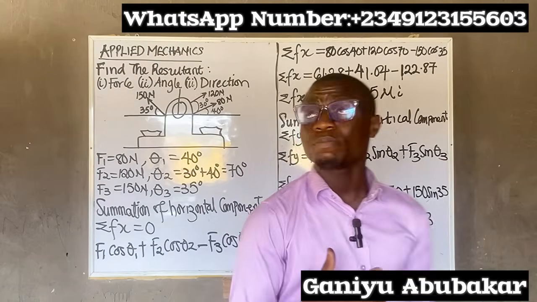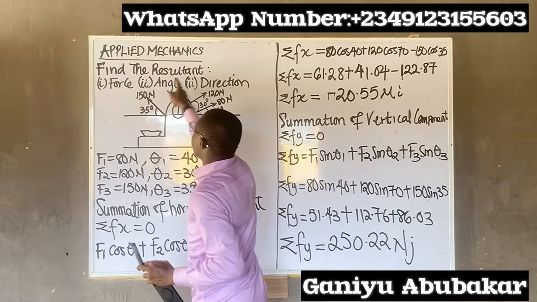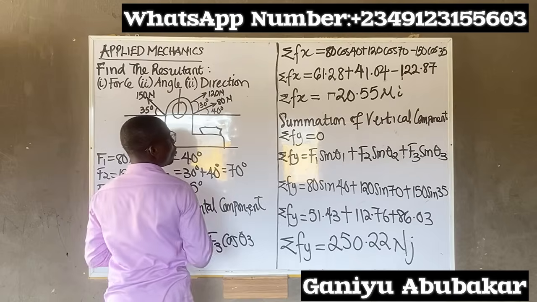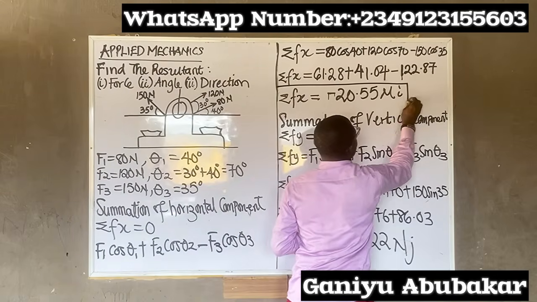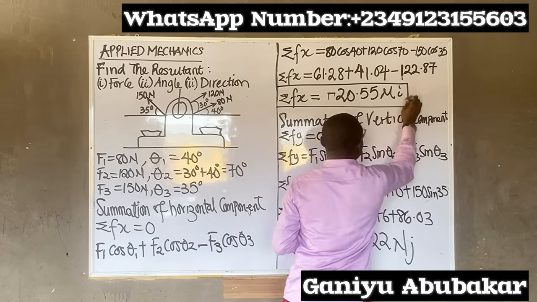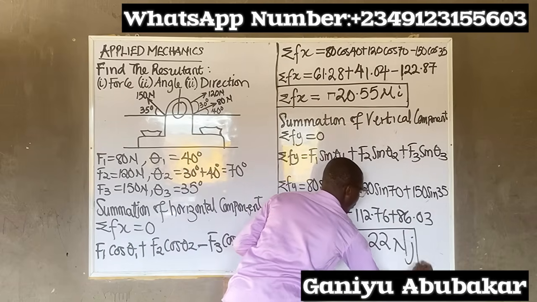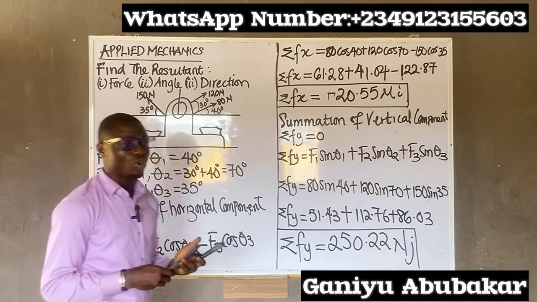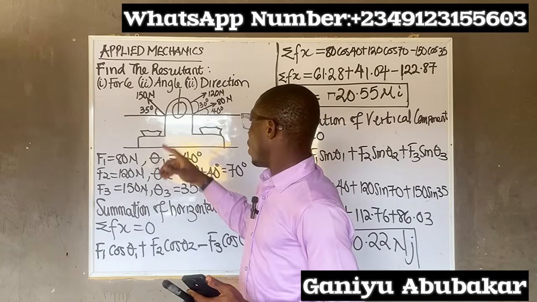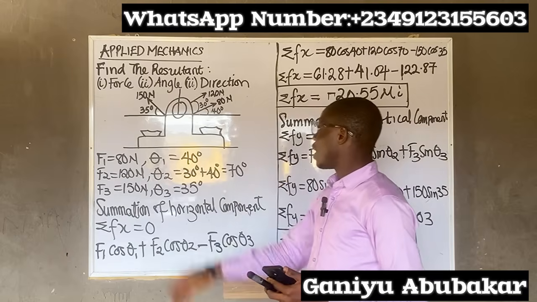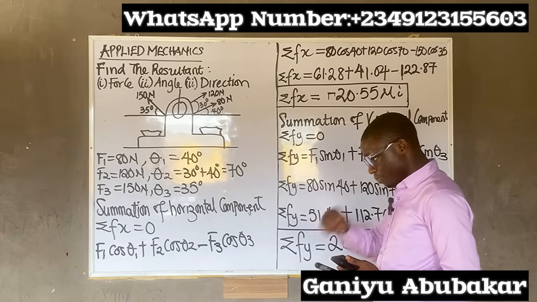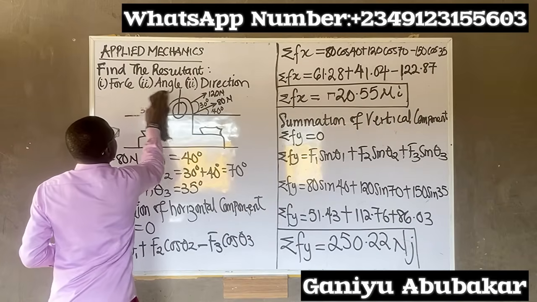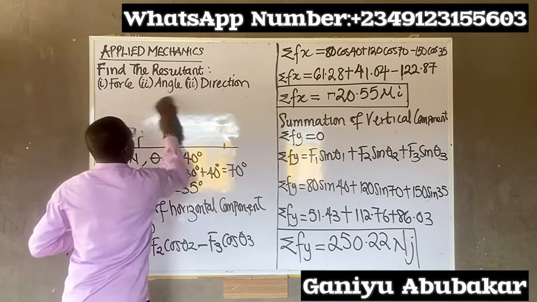All right, we are asked to find resultant force first. So let's get resultant first. We need this value. We also need this value to get what we are asked to find. Let's get the value of first resultant force, resultant angle, and resultant direction. Let me leave the question so we can check back when we need it.